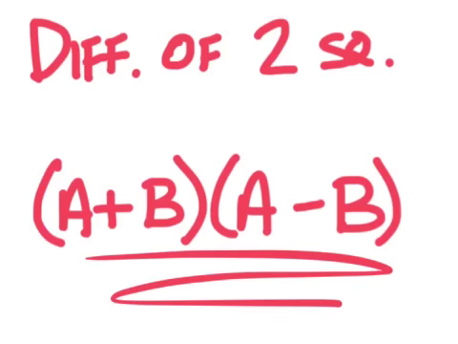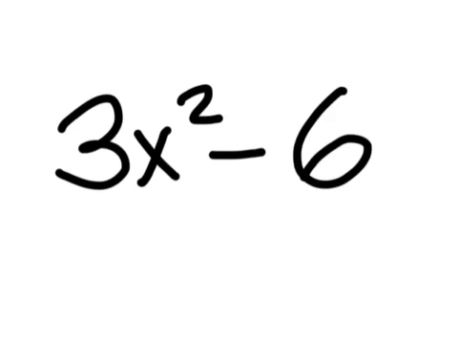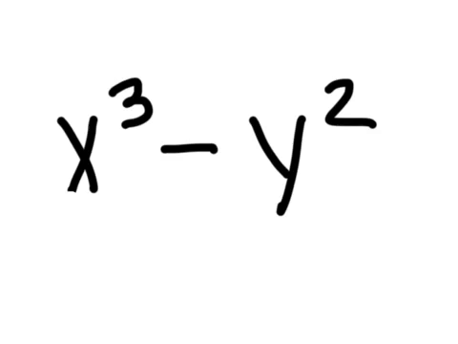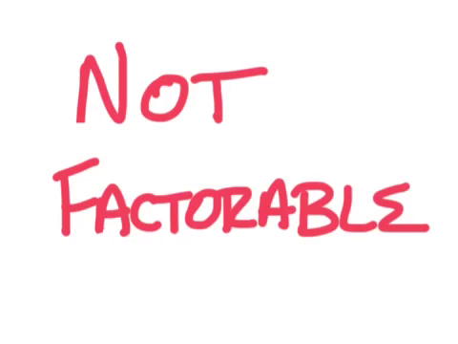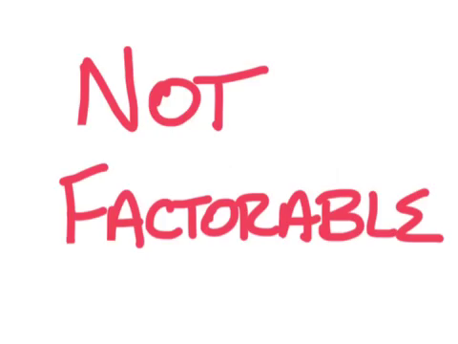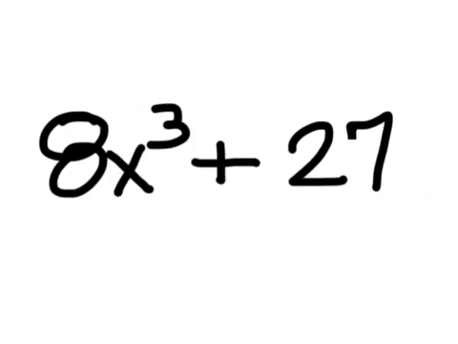What is this one? Factorable. It's simply factorable. You can take out a 3 from both items, but that's all you can do. What's this one? Not factorable. And this one is a sum of two cubes. Yeah, it's the sum of two cubes.